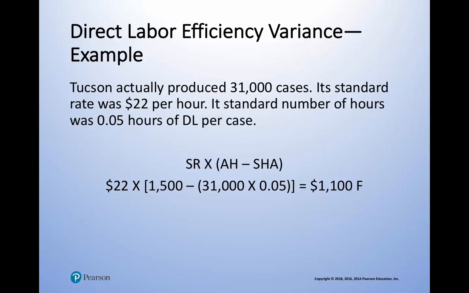All right, so we have our standard rate, 22, actual hours, 1,500, and then our standard hours would be the 31,000 cases we made at 0.05 per case. So 0.05 times 31,000 is going to equal 1,550. So our standard hours were 1,550. Our actual hours were 1,500. So when we do that math, we're going to end up with a negative value: negative 50 times 22. That's where we come up with our 1,100 variance. And again, our answer is negative, so it is favorable.